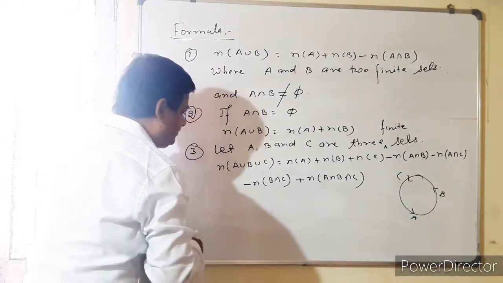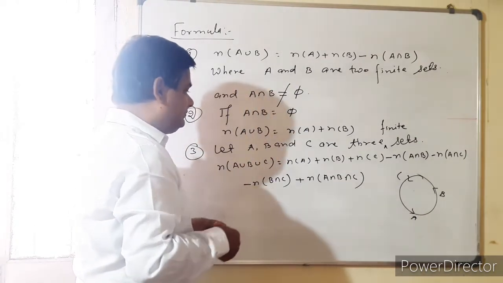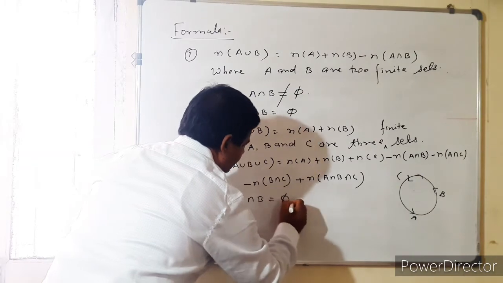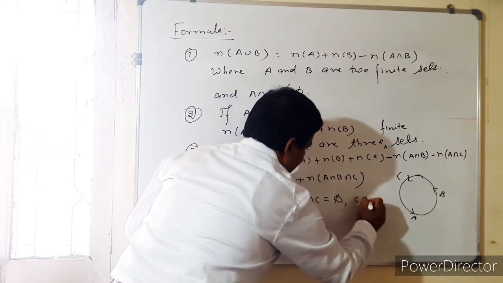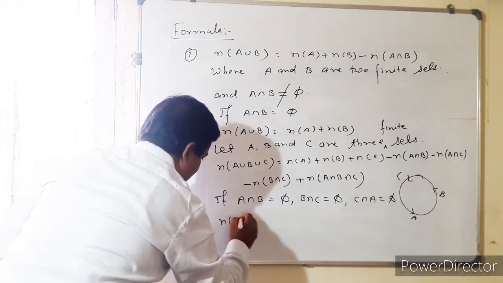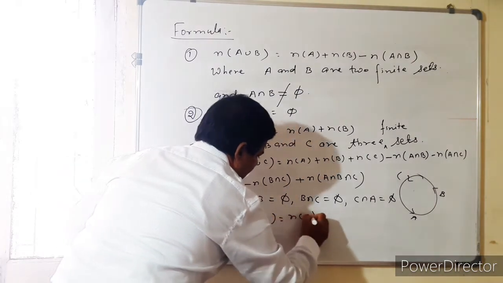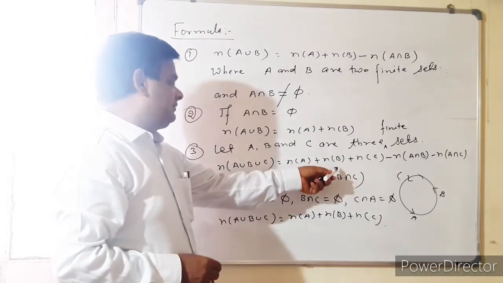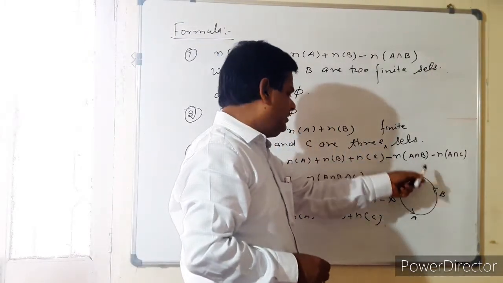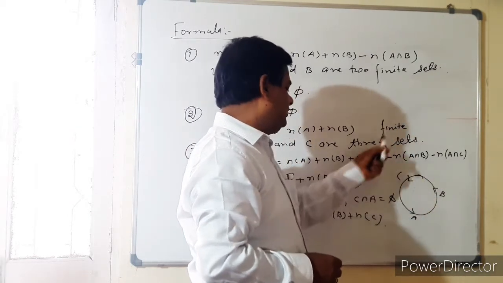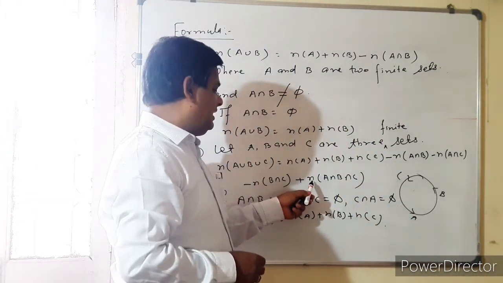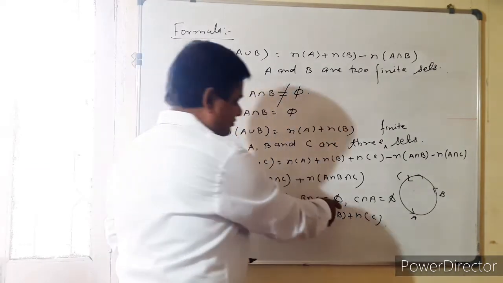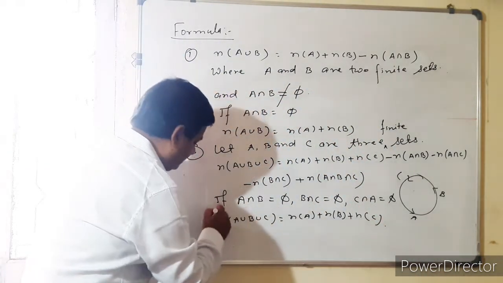If the sets are disjoint, if A intersection B is equal to phi, B intersection C equal to phi and C intersection A equal to phi, then the formula will become n(A union B union C) is equal to n(A) plus n(B) plus n(C). The general formula is n(A) plus n(B) plus n(C) minus n(A intersection B), B intersection C, and C intersection A, plus n(A intersection B intersection C). If all the pairwise intersections are phi, then the formula will become this one.